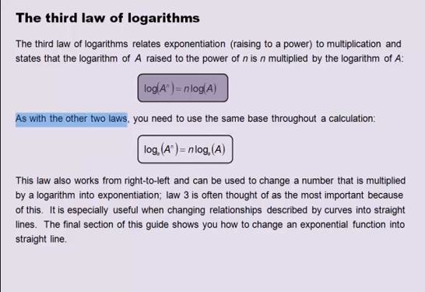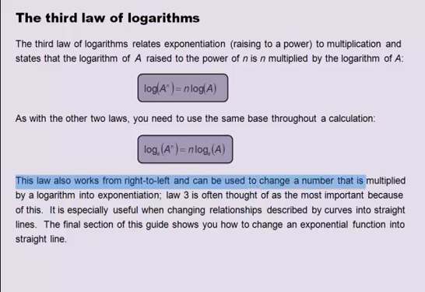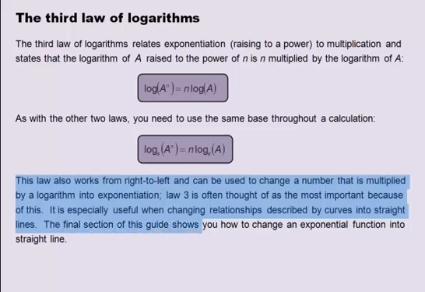As with the other two laws, you need to use the same base throughout a calculation, like this. This law also works from right to left and can be used to change a number that is multiplied by a logarithm into exponentiation. Law 3 is often thought of as the most important because of this. It is especially useful when changing relationships described by curves into straight lines. The final section of this guide shows you how to change an exponential function into a straight line.